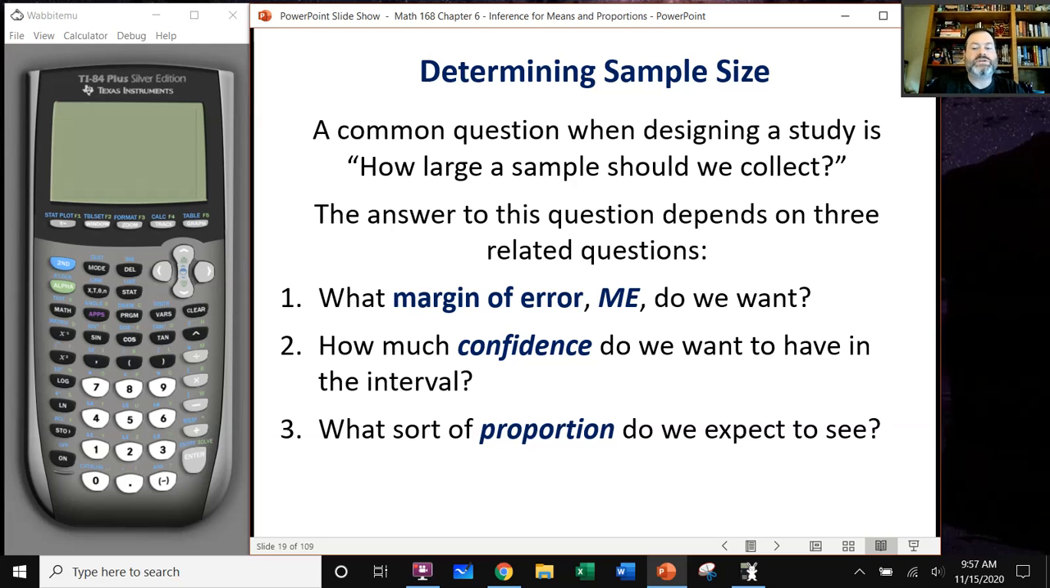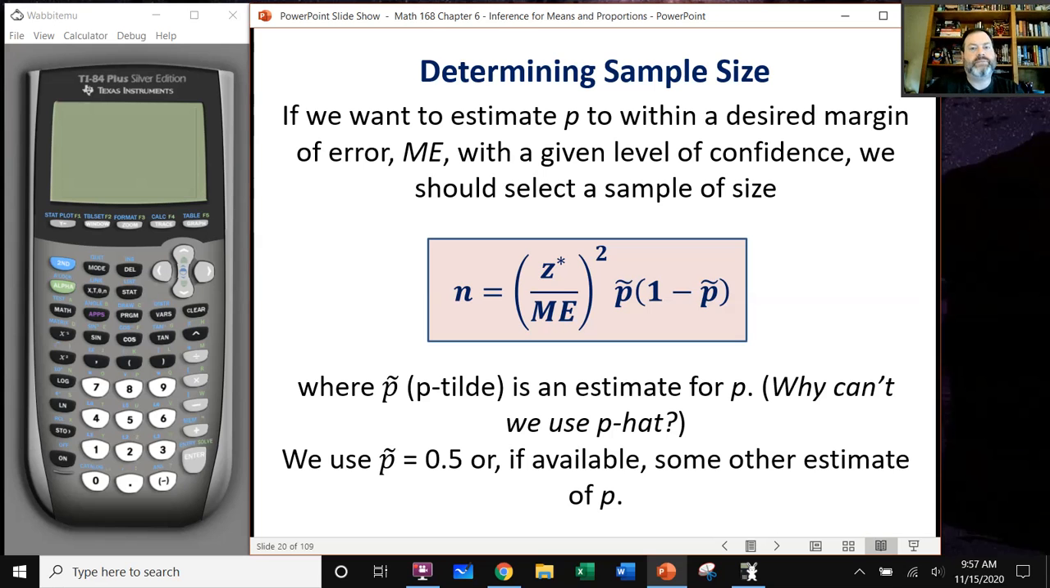And what sort of proportion do we expect to see? So just where do we think the center of the distribution is? Those are all things that the researcher wants to specify. And there's a formula that will tell us the best sample size to collect to get those results. And here's the formula. Yes, it is ugly, but you just got to deal with it.